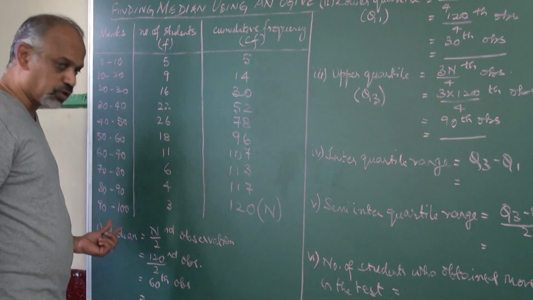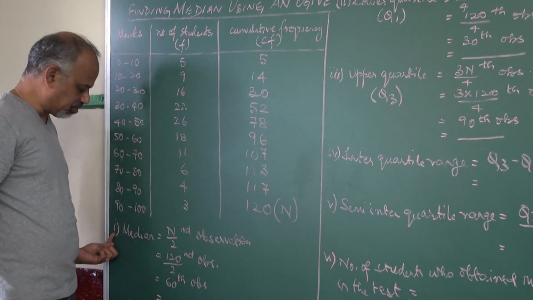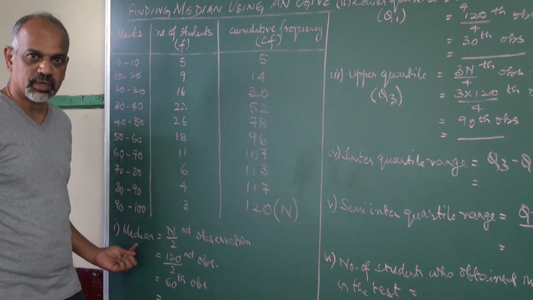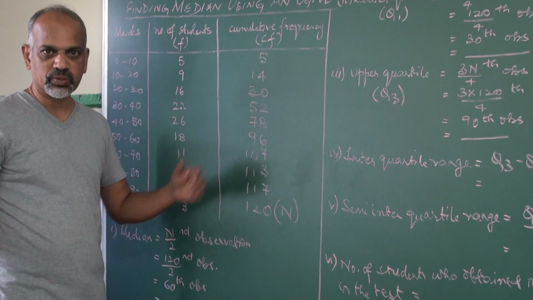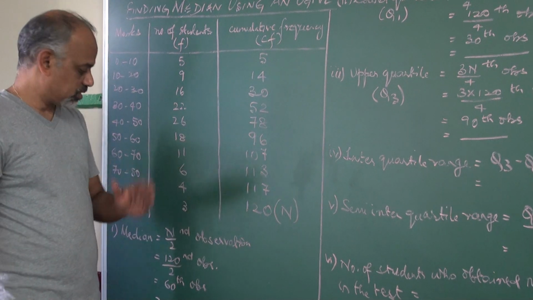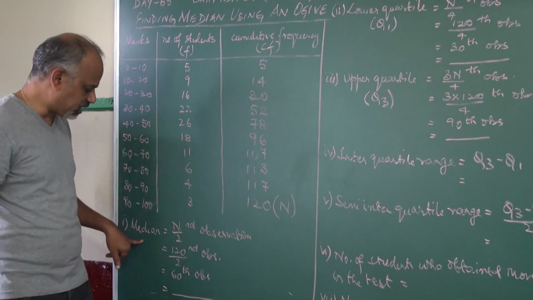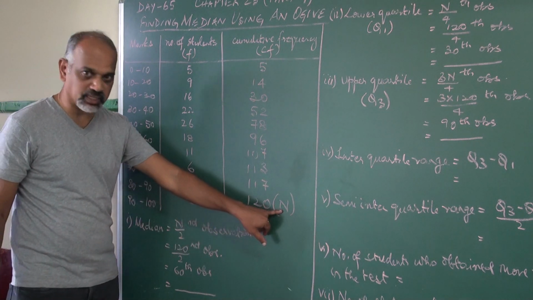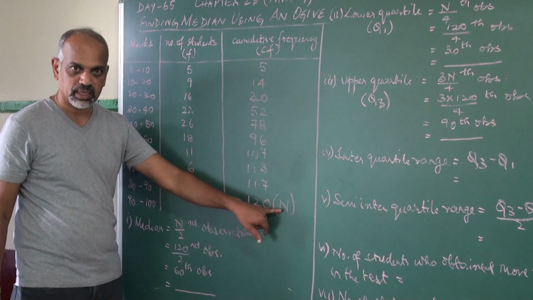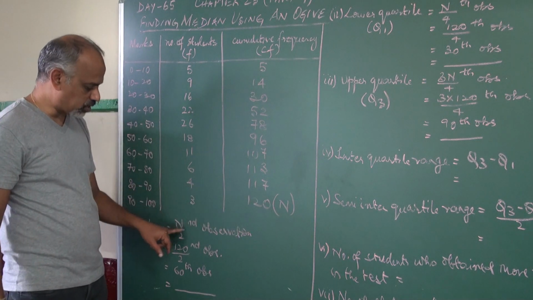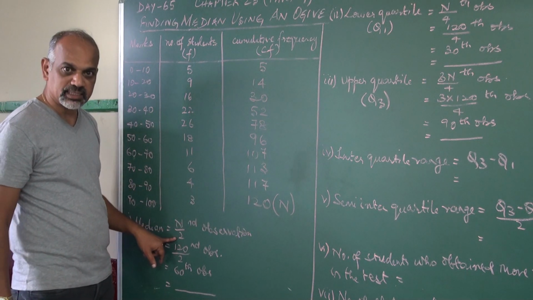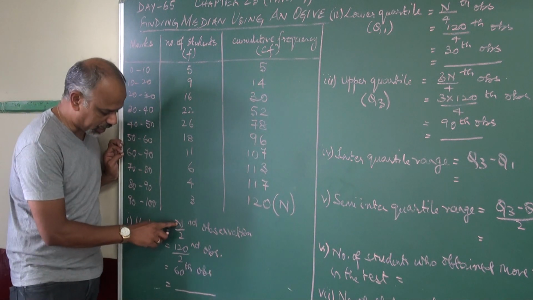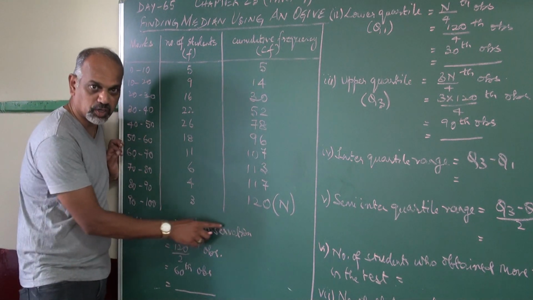I've shown you a few calculations here. First subdivision is finding the median. Median is the middle number, or it is halfway through in the series. So it's the middle number, therefore median is given as the n by 2nd observation. N is this value, that's 120. So the total number of students divided by 2 is the observation. It's halfway through, that's why it's called the median.